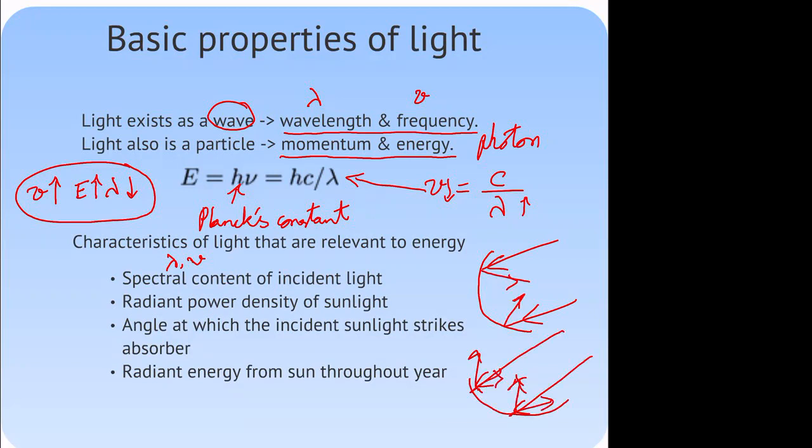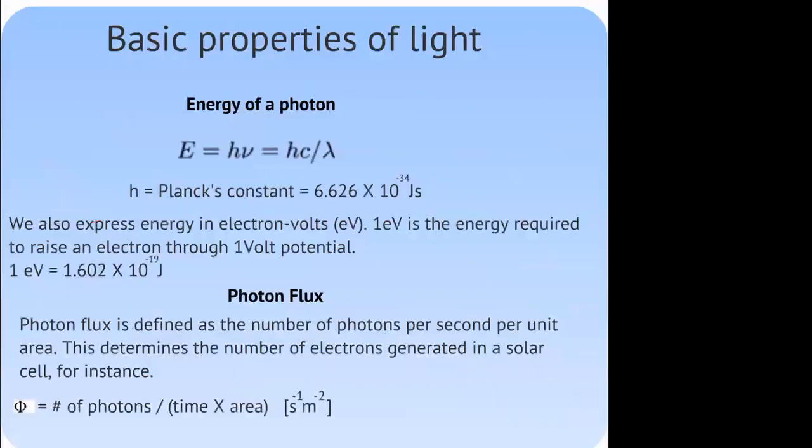And of course, because we are primarily interested in situations where we're collecting light over a certain time, we also need to understand what the amount of energy coming in from the sun is throughout the year, in the case of seasons and things like that. Okay, so fairly basic stuff. Now, as I said before, Planck's constant defines the energy of a single photon.